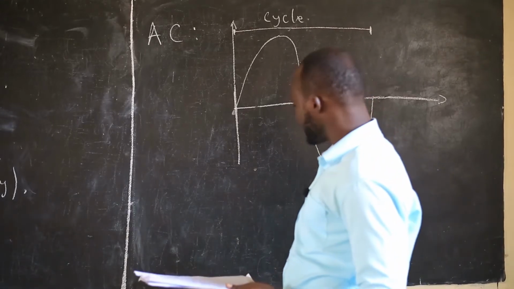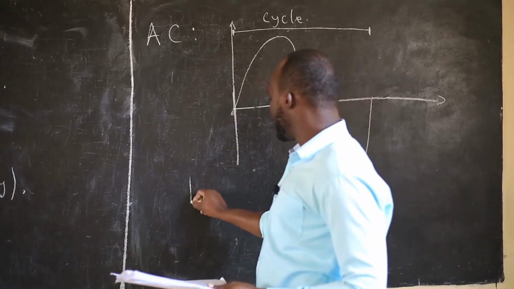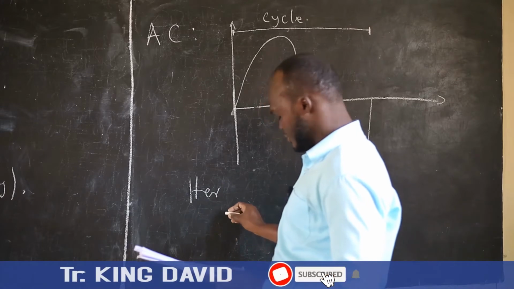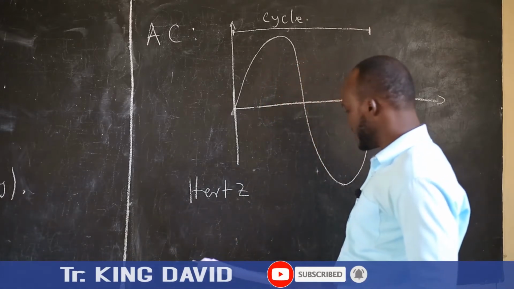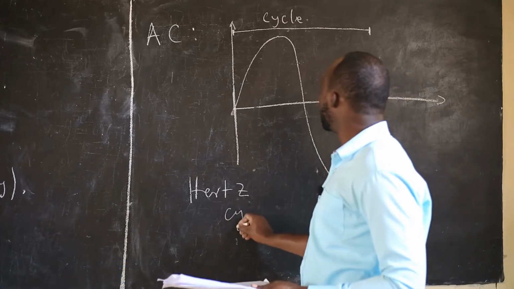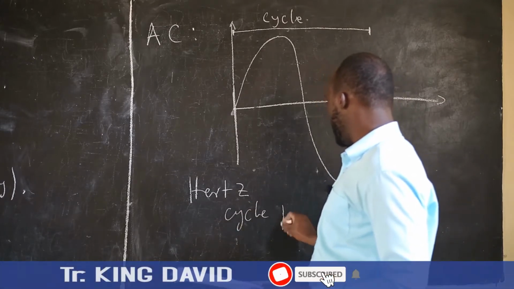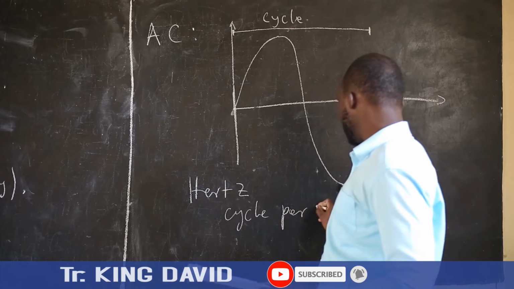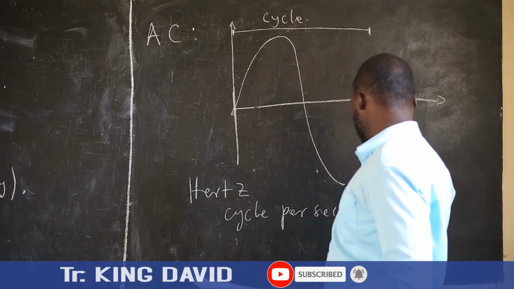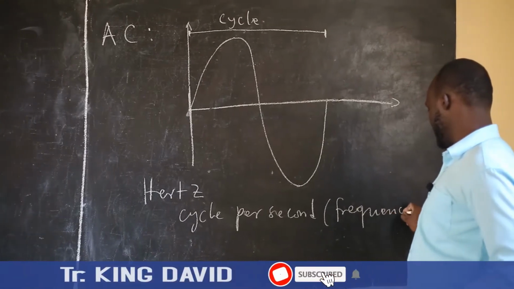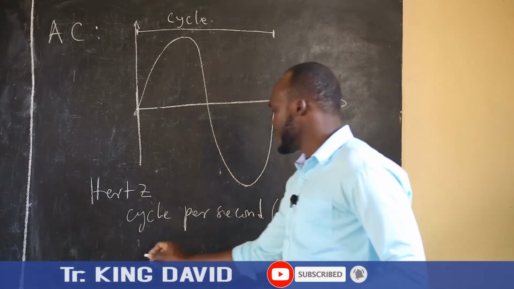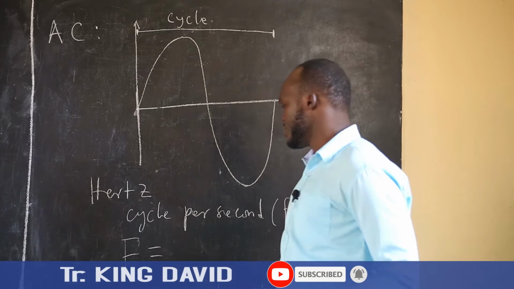So here, we have what we call hertz, which is frequency, which means that it is cycle per second, which brings frequency, where that frequency is F.